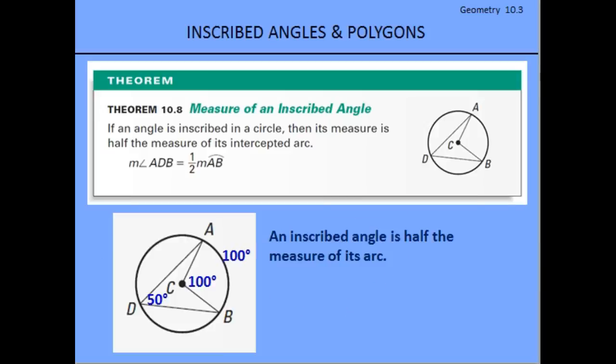So we have an inscribed angle and an intercepted arc. And what we need to know is that an inscribed angle is half the measure of the arc. We learned before about a central angle. For a central angle, arc AB, if the angle is 100 degrees, the arc is the same, 100 degrees. But if we have an inscribed angle, angle D here, or ADB, and the arc is 100, the inscribed angle will be half of that arc. Very simple.